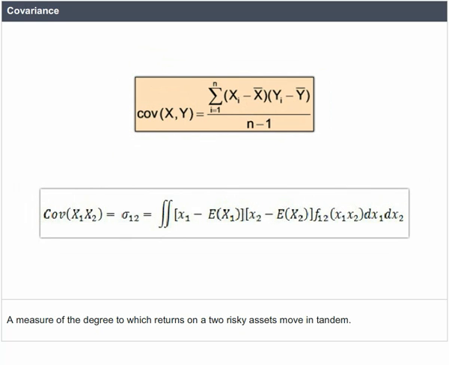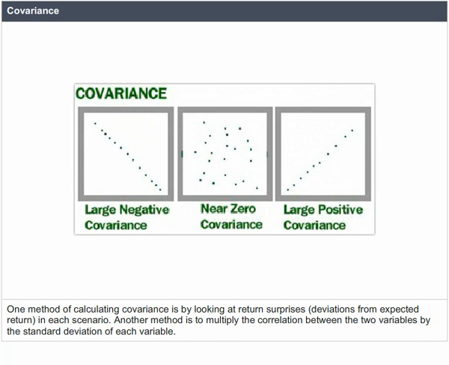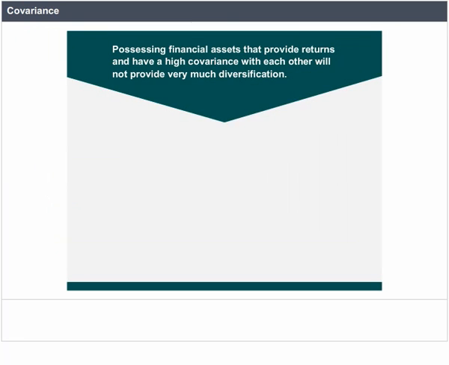A positive covariance means that asset returns move together. A negative covariance means returns move inversely. One method of calculating covariance is by looking at return surprises, deviations from expected return in each scenario. Another method is to multiply the correlation between two variables by the standard deviation of each variable. Possessing financial assets that provide returns and have a high covariance with each other will not provide very much diversification.